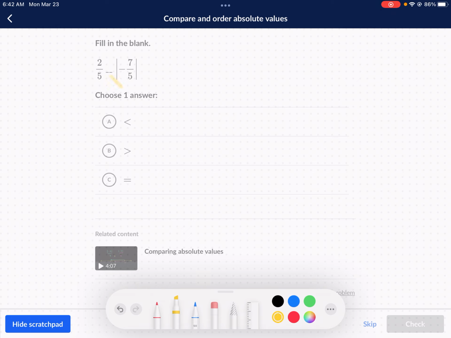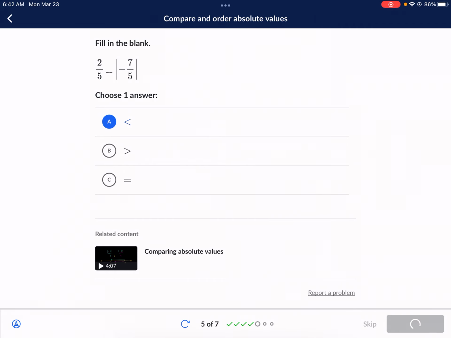Okay, this one's a good one. So we have an absolute value here and then just a positive number. So first thing we want to do is make sure this is not an absolute value sign and just make it the distance from 0, which is +7/5. +7/5 is clearly bigger than 2/5, so it's got to eat the 7/5 in the absolute value sign. Oops. So A is going to be our correct answer.